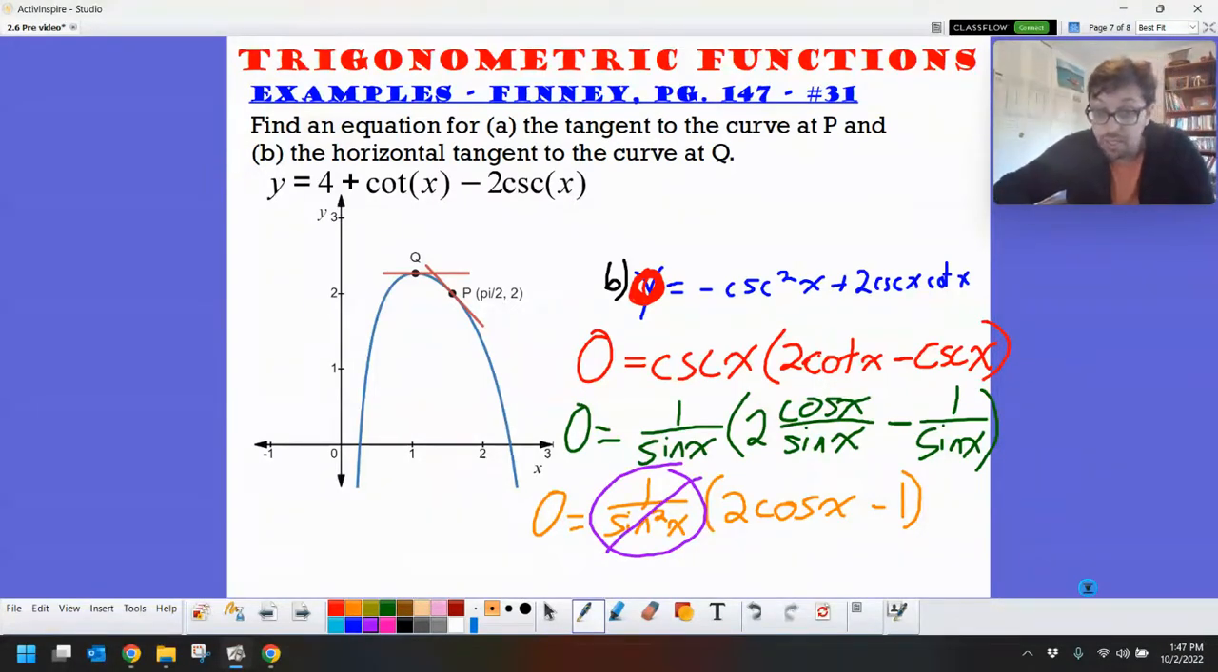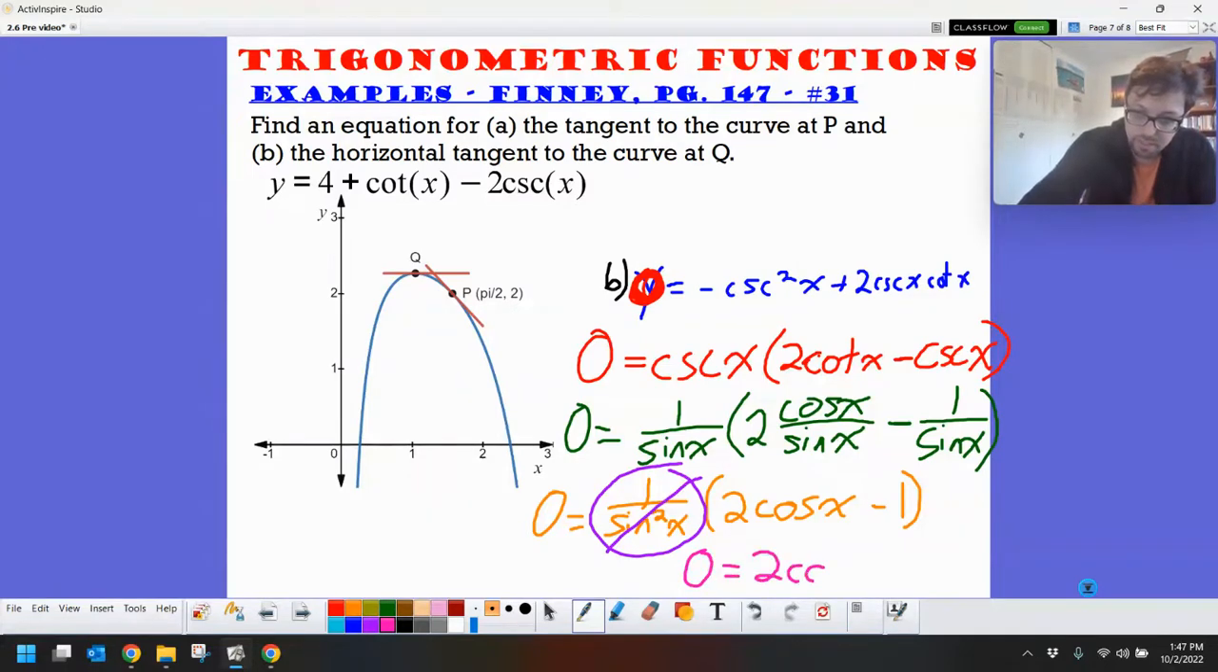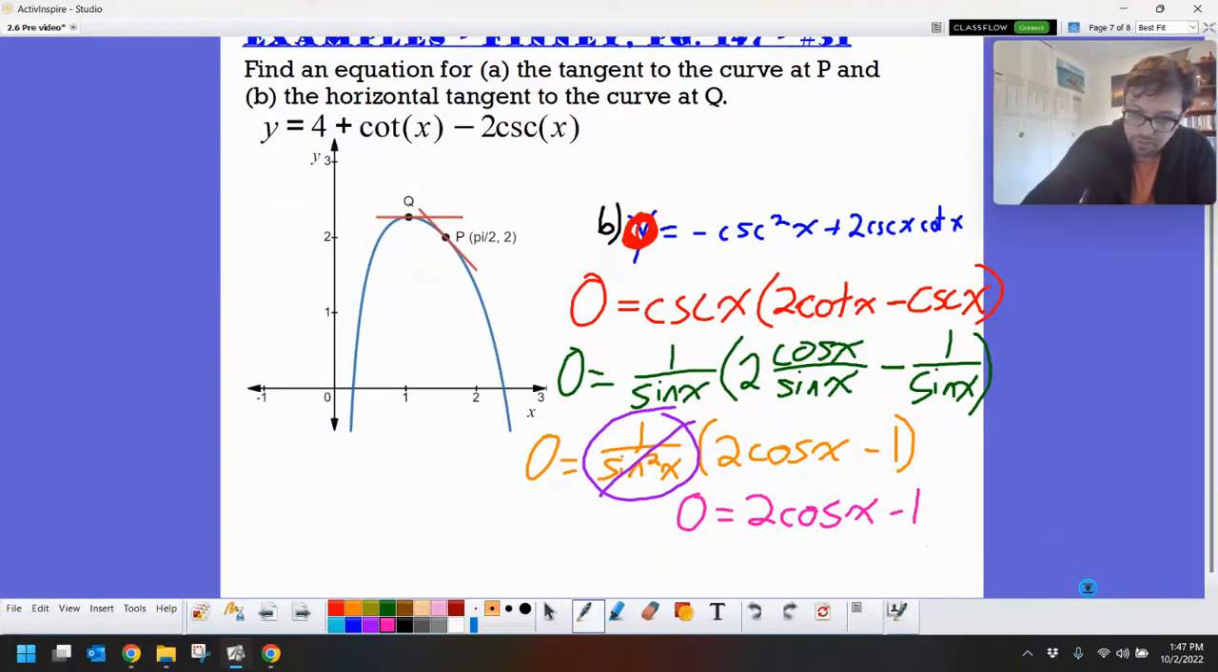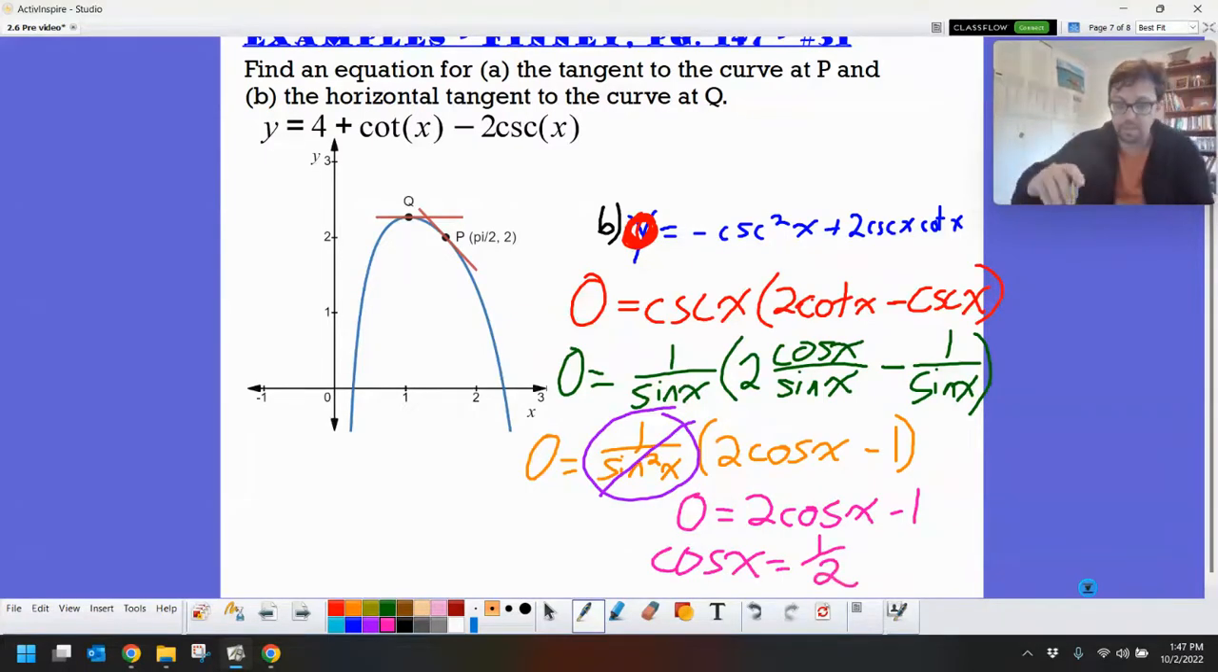That 2 cosine x minus 1 could potentially get us some 0. So let's take a look at that. 0 equals 2 cosine x minus 1. Do a little solvey, we get cosine x equals 1/2. And then we're like, oh okay, cool. Now we're getting somewhere. The cosine of what is going to get us 1/2?